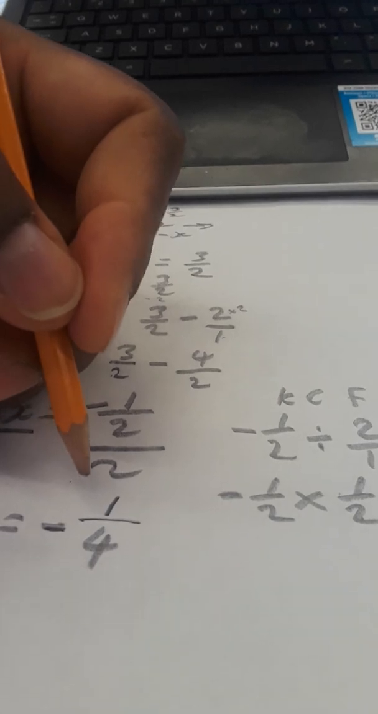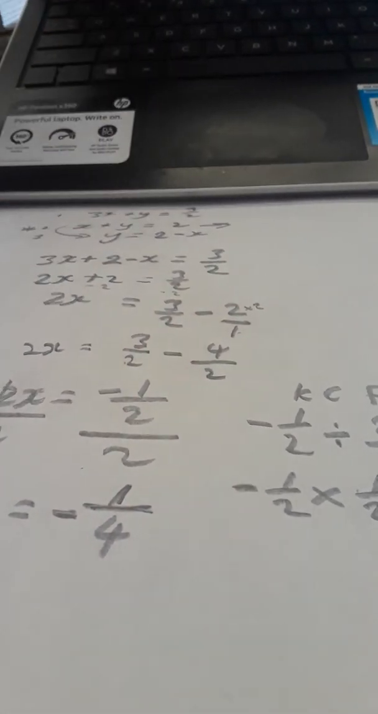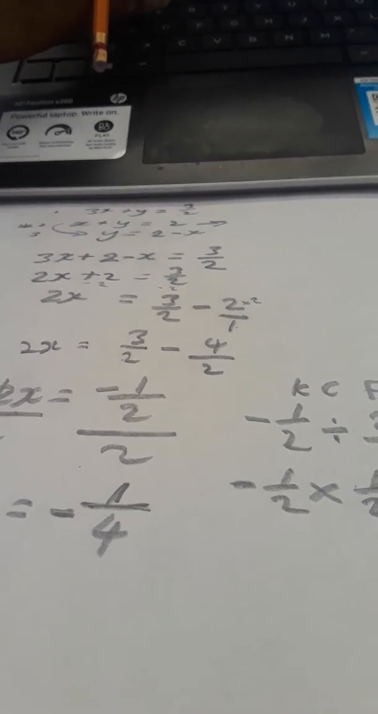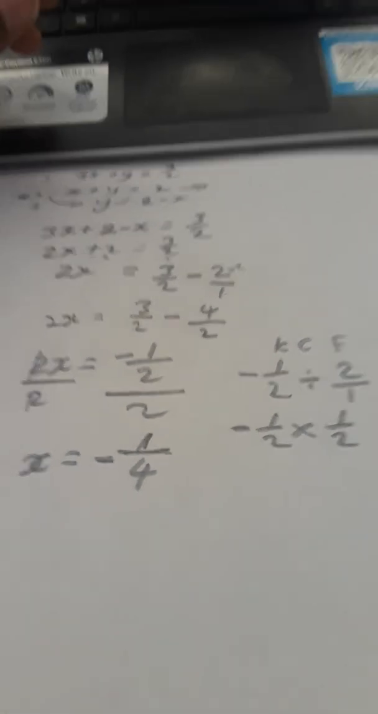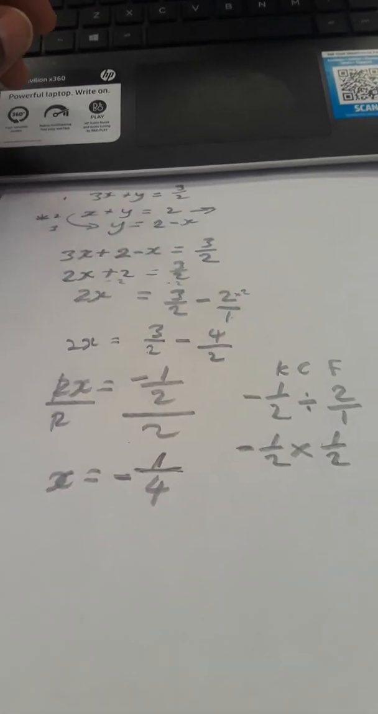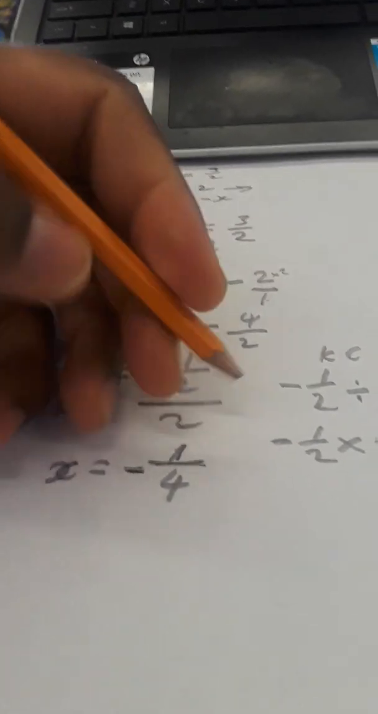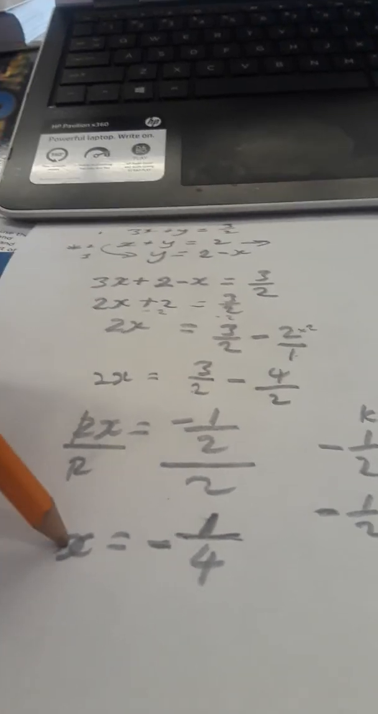So I know x is equal to minus 1 over 4. All right? Now, time is up on me because I really have to go back to my class in 2 minutes, so I'm going to stop here. But what I can tell you is that now you can take the x value. Now you know what x is.